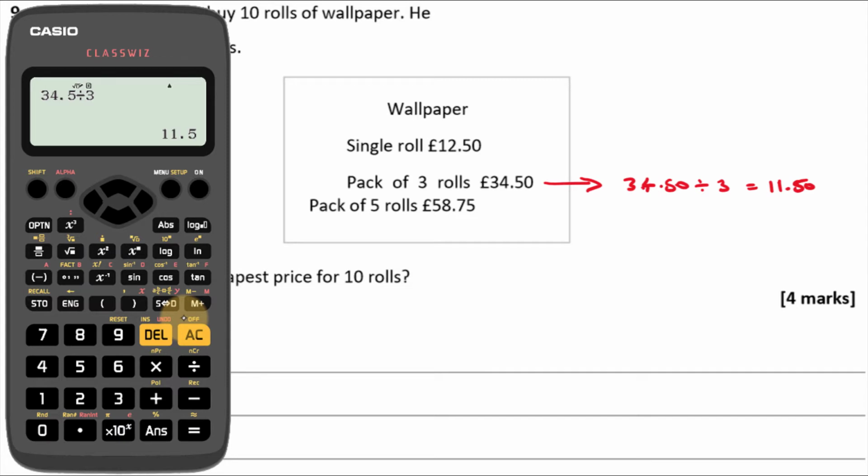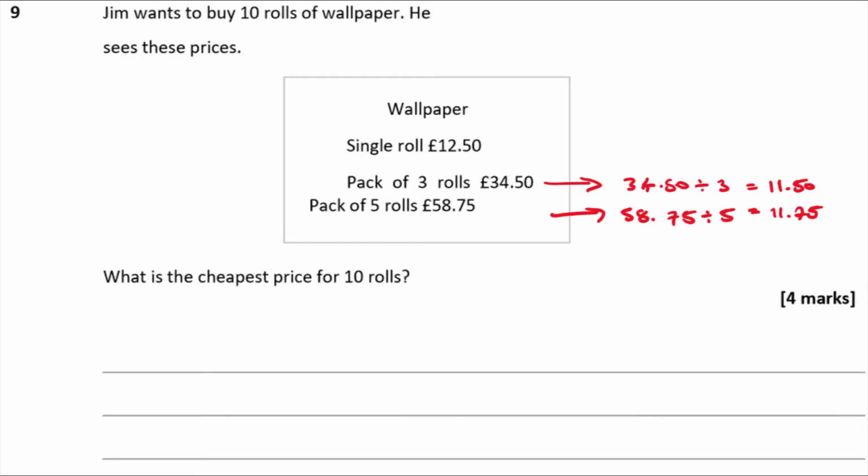And the pack of 5 at £58.75, what's that then? If we divide that by 5 to find the cost of 1 roll, £58.75 divided by 5. See, there you go, £11.75. So it's not always best to buy the pack of 5 because it ends up being more expensive. So it's not necessarily cheapest to buy the 2 5-pack rolls.